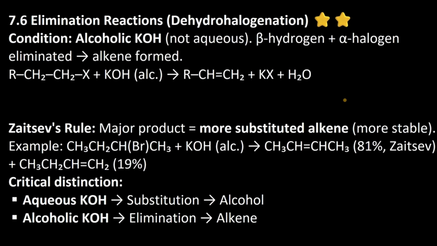Elimination reactions. Alcoholic KOH. Remember, alcoholic KOH will undergo elimination. I told you. So beta hydrogen and alpha halogens are getting eliminated. Okay. This halogen and this hydrogen will get eliminated to form the alkene as a product. The major product would be the more substituted product. That is our major product.